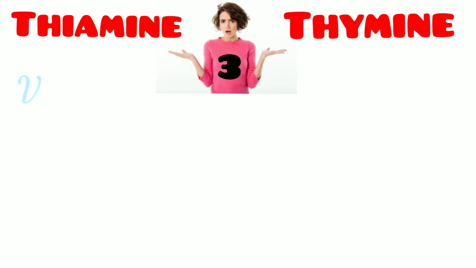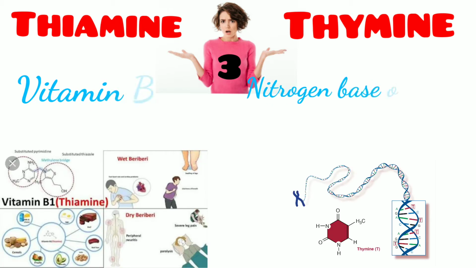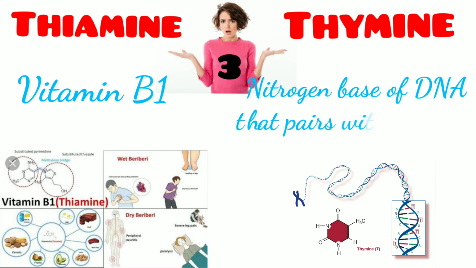And the next pair of words is thiamine and thymine. Again, similar words, but one is IA and another one is Y. Difference. Thiamine with IA is vitamin B1, while thymine with the letter Y is the nitrogen base of DNA that pairs with adenine.